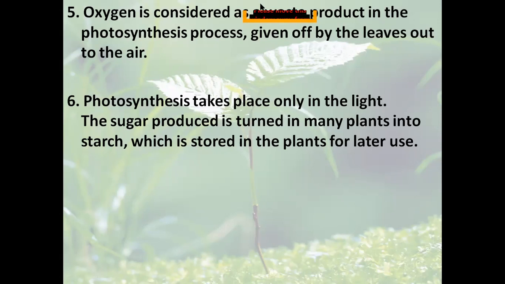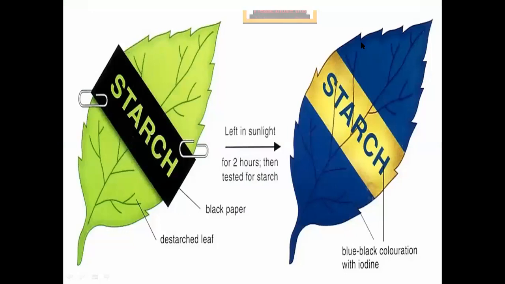The sugar, as I said, is turned into starch, which is stored for later use. When the plant is hungry, it can use this starch to feed on. So this is the process of photosynthesis.